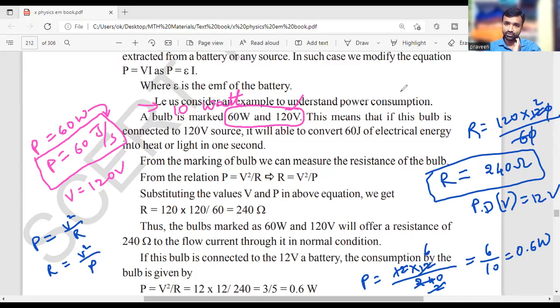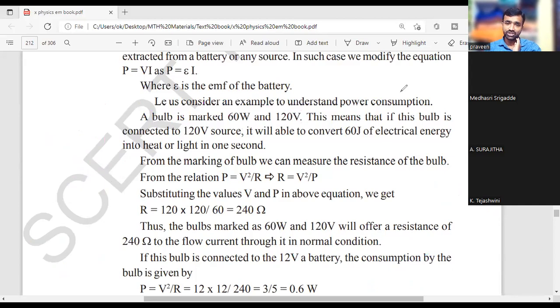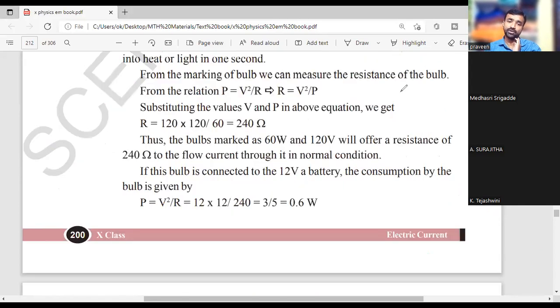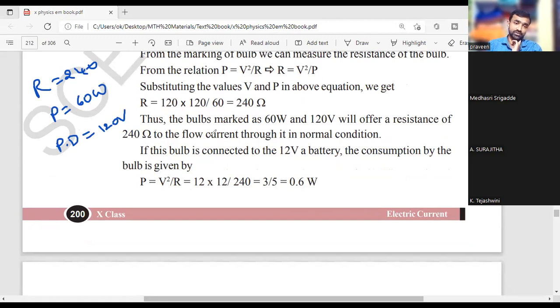Are you clear about this one? How to calculate the power, or maybe the resistance, or maybe the current? You are able to find the current also, because you already have the resistance value, 240, and the power, 60 watts. Then the potential difference is 120 volts, as given in the first case, right? Then what about the current?